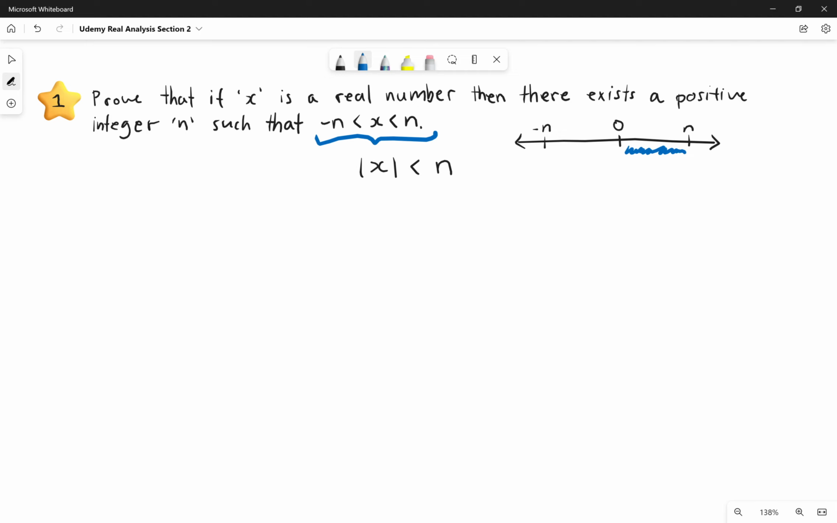between 0 and n, negative x, if you take the absolute value of it, is also going to be in this region. So negative x is going to be in this region. So this is negative x, this is x, absolute value of negative x equals x, right? So all you have to do is say the absolute value of x is less than n, because that includes negative x is greater than negative n.